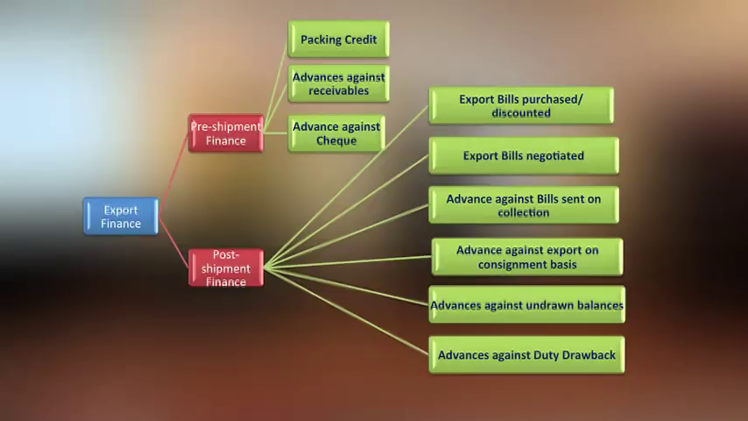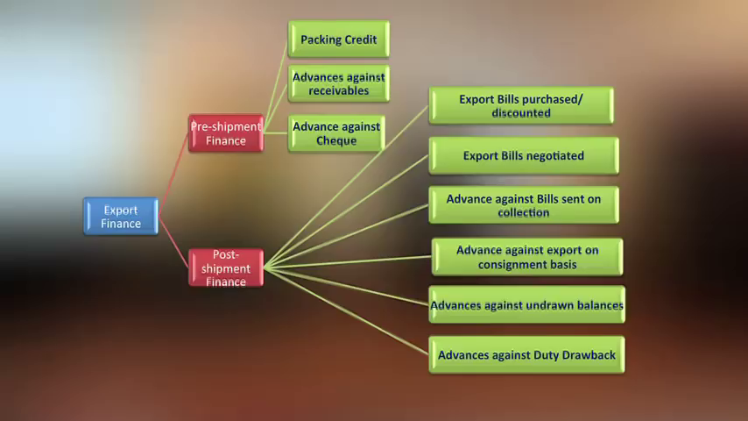Next is advance against receivables, and the third is advance against cheque. These two are not very common, so let's not discuss too much about them. We'll soon be talking about packing credit in detail. And next, let us come to post-shipment finance. After the shipment takes place, you need to provide finance in the form of export bills, purchased, discounted or negotiated.